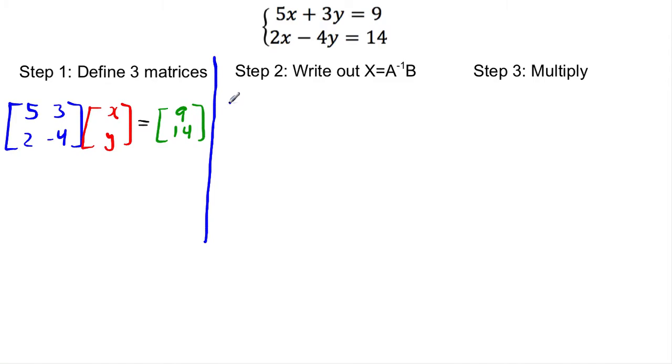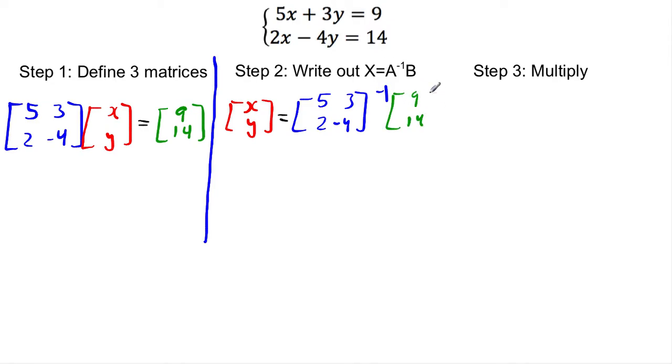So here I'm going to have, so let me use my same colors, I'm going to have that xy is equal to the inverse of 5, 3, 2, -4 times our matrix of constants. Now x and y are isolated, so all I have to do is multiply. Well, this is great. So let's actually do that.